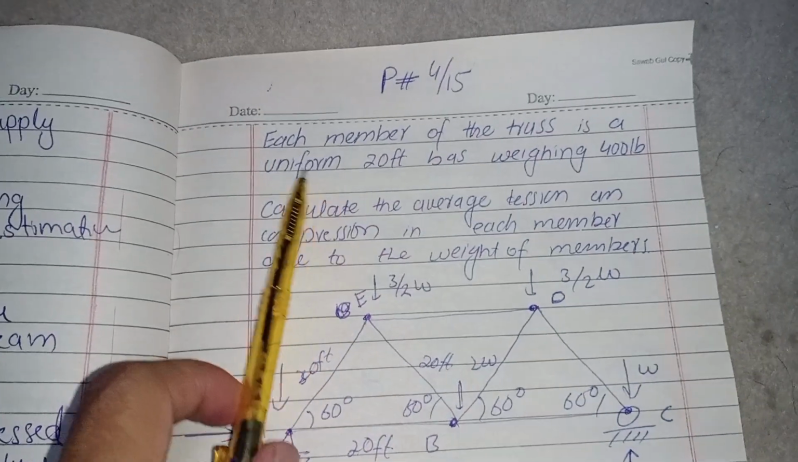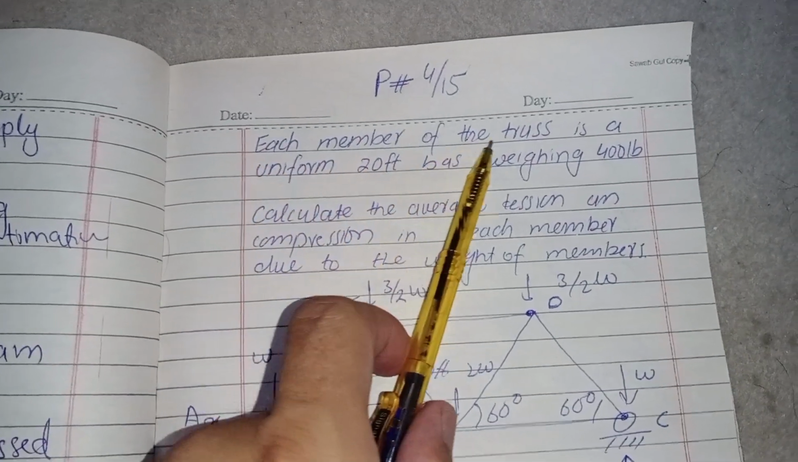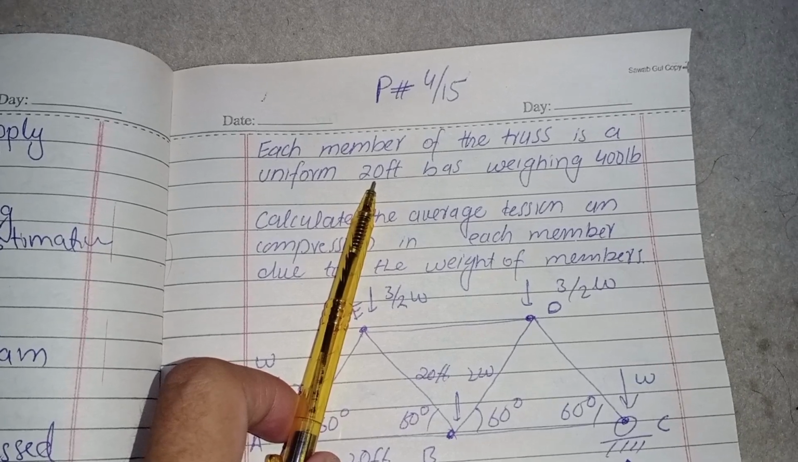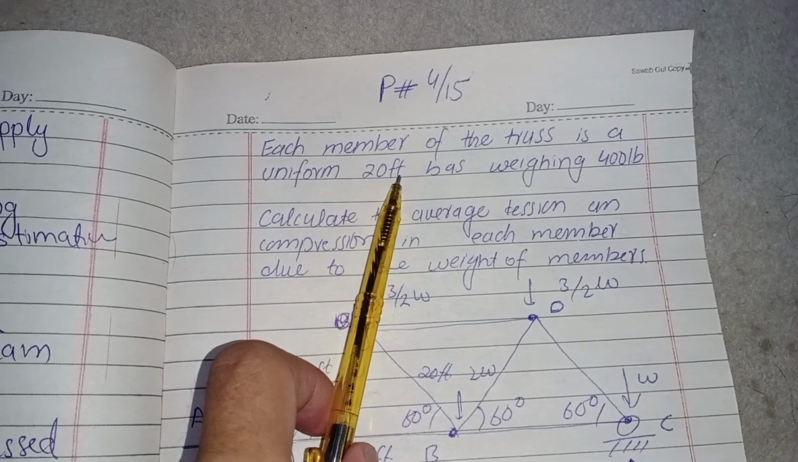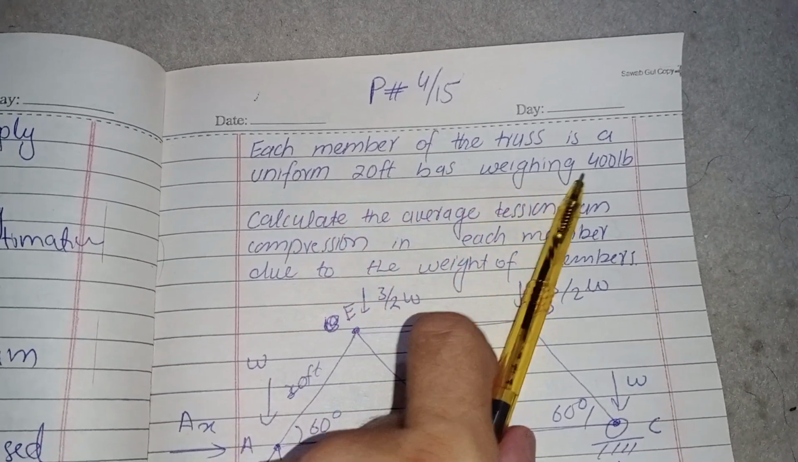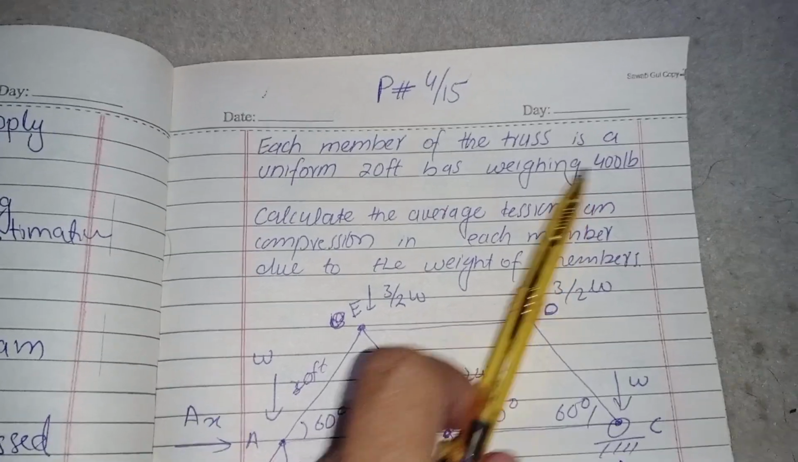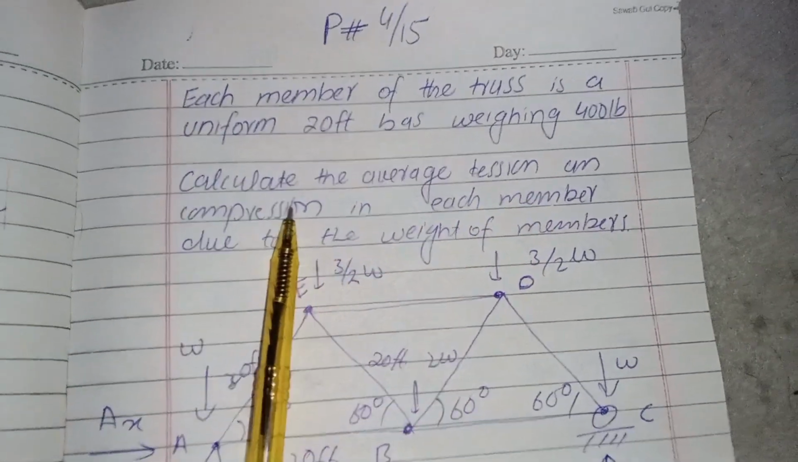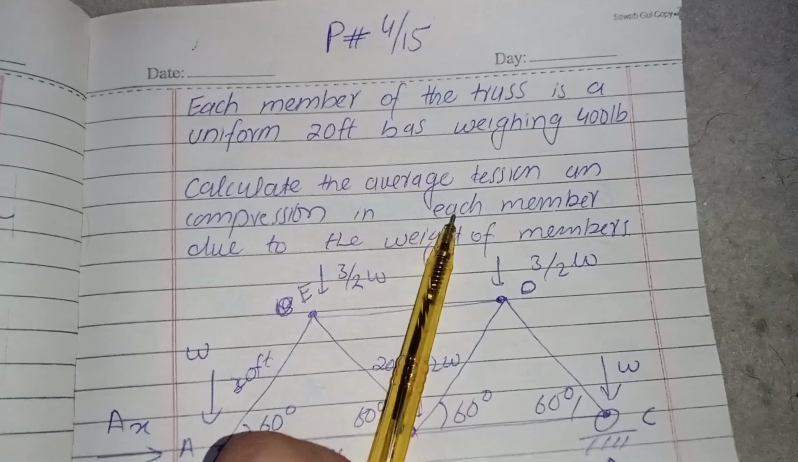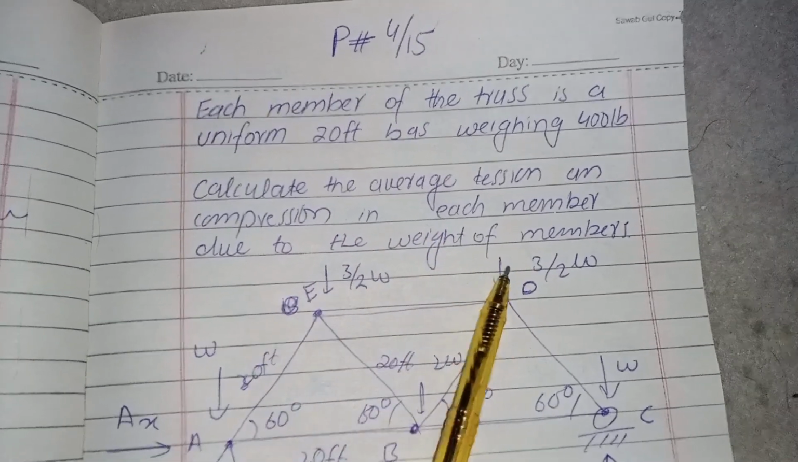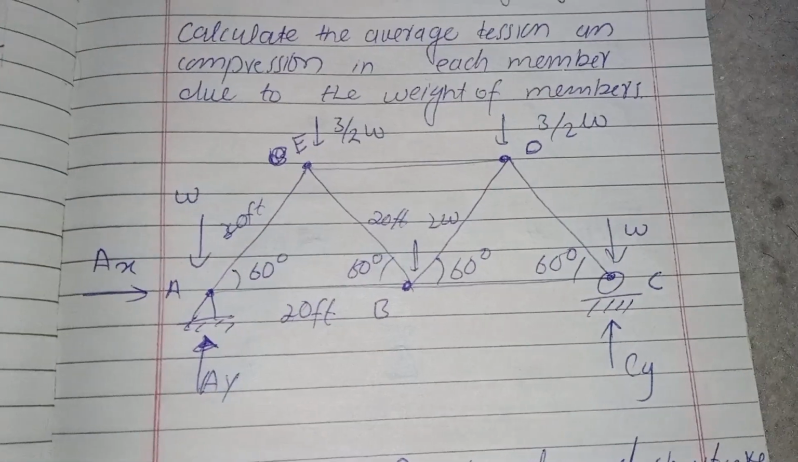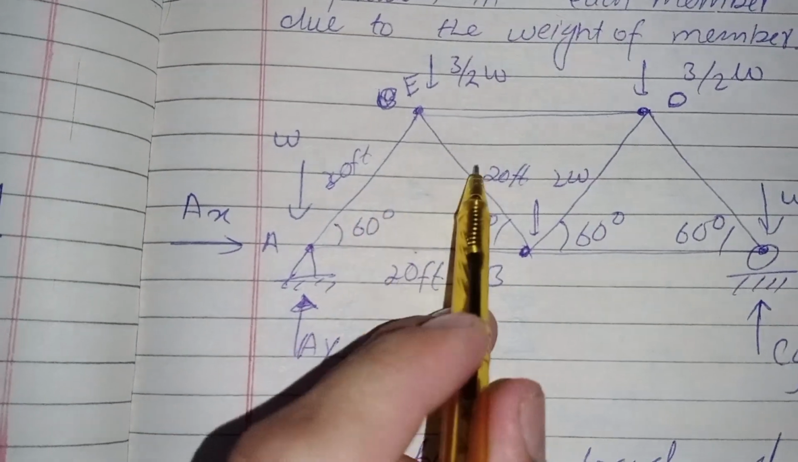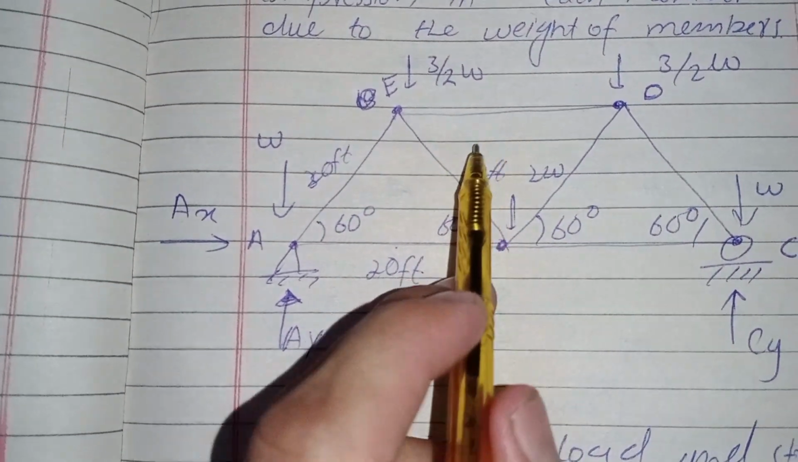Okay, so in this problem each member of the truss is a uniform bar of 20 feet weighing 400 pounds. Calculate the average tension and compression in each member due to the weight of the member. So we will find the force in members due to its self weight.